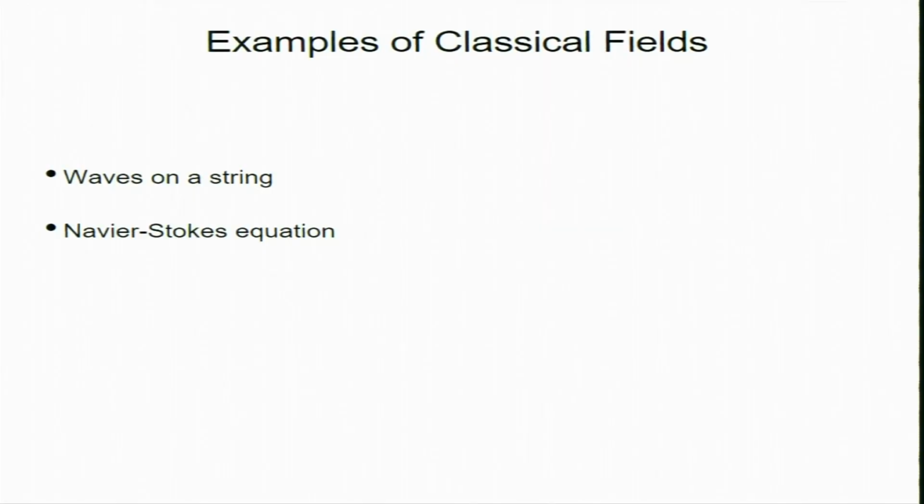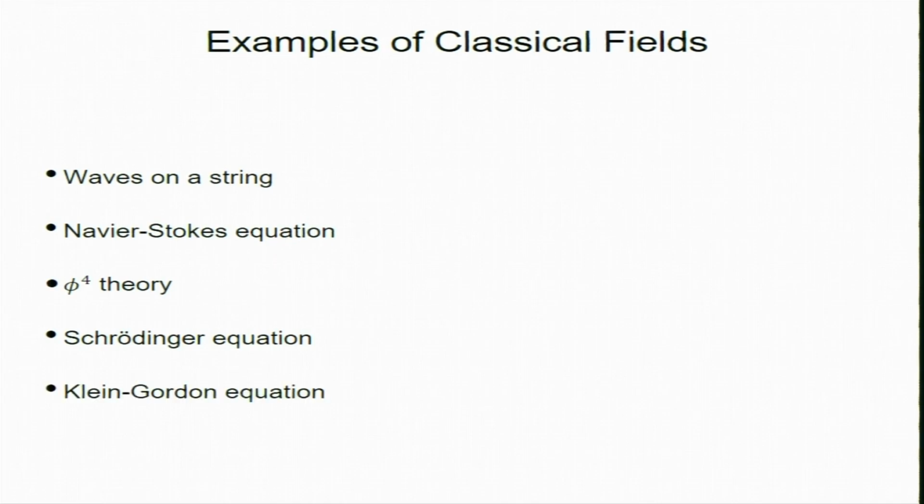The Navier-Stokes equation, it is nonlinear, but we will do it later. A phi-4 theory, which I am going to tell you what it is. The Schrodinger equation, which all of you know. The classical Klein-Gordon equation. So, these are some examples, some of it we will do in detail, some we will not do in so much detail. So, we will do that.